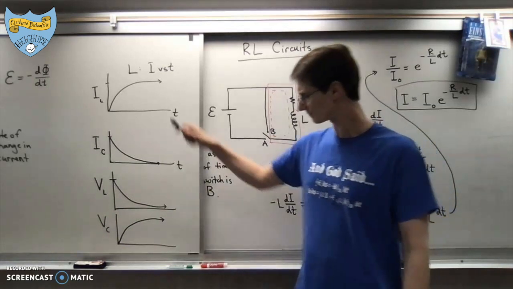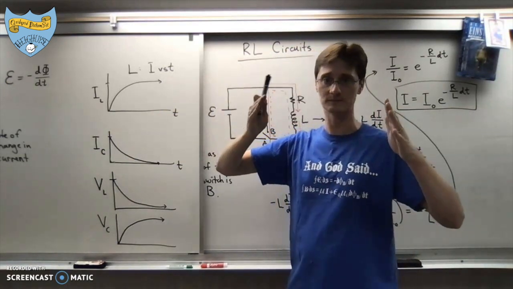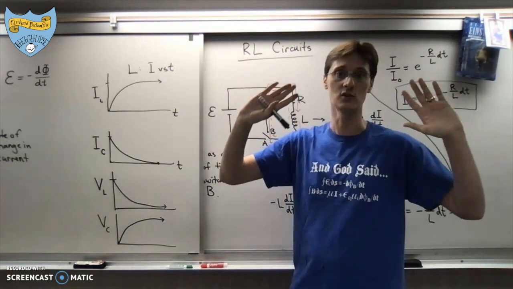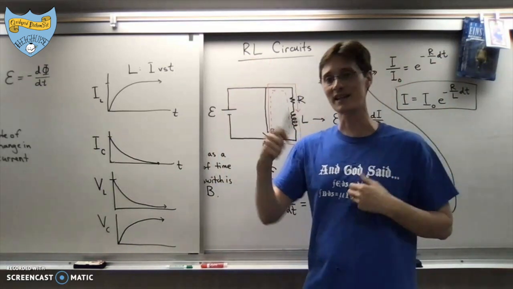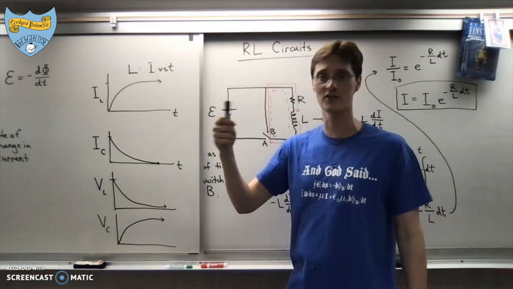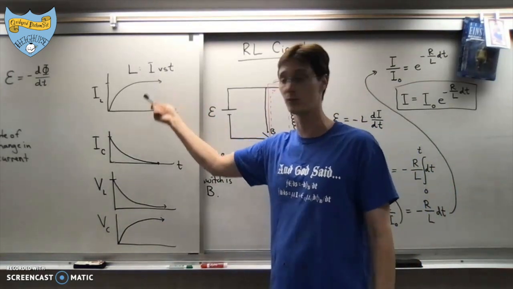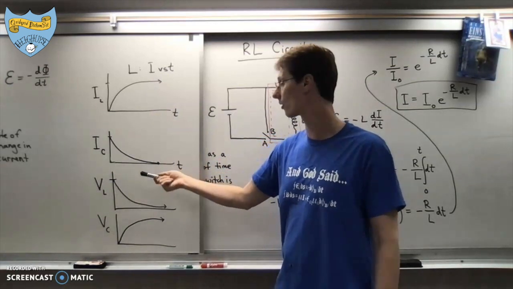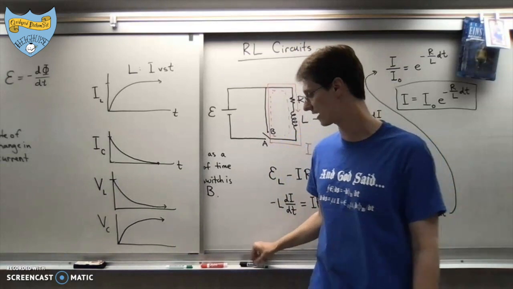Please note that odds are pretty good they will ask you to compare and contrast inductors and capacitors, and the easiest way to summarize the contrast between those is to look at graphs of things like current through one, current through the other, or volts on one, volts on the other. So make sure you understand that relationship.